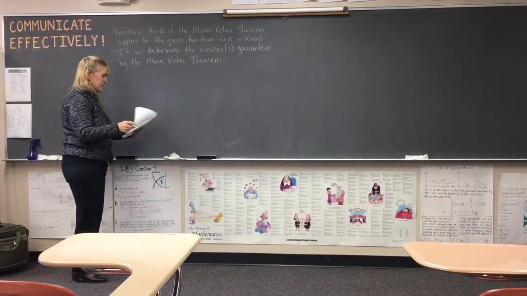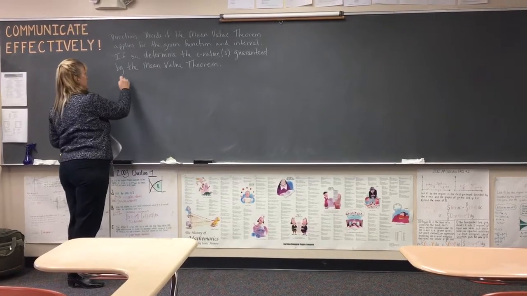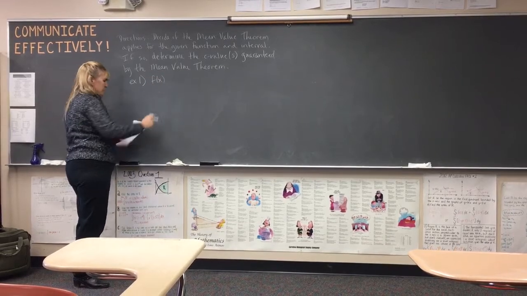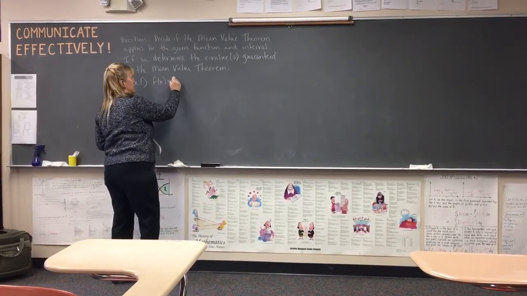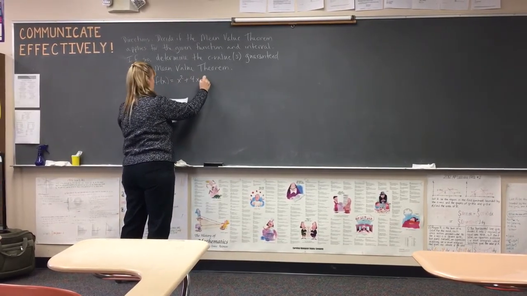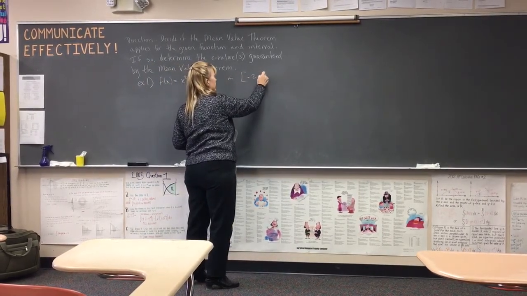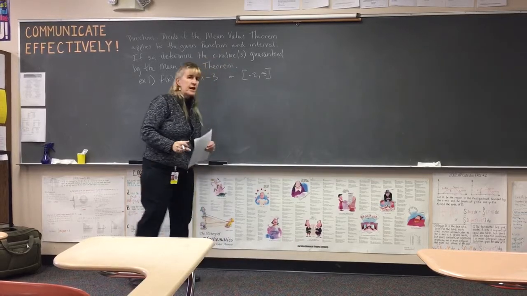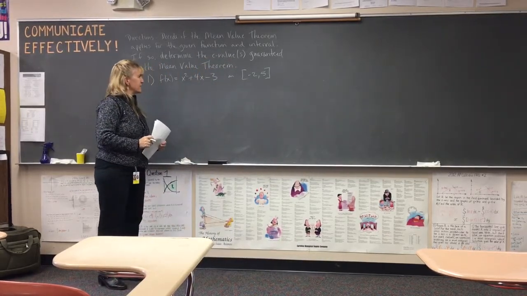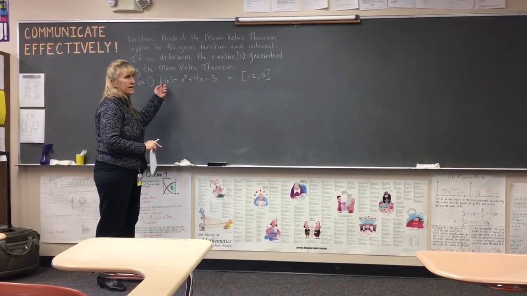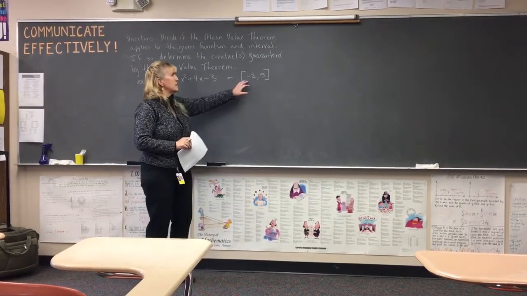Okay, so let's go right ahead with example 1. The function I'm going to give you is x squared plus 4x minus 3, and the closed interval is going to go from -2 to 5. So we need to ask ourselves 2 questions. Number 1, is this function f of x continuous on the closed interval?